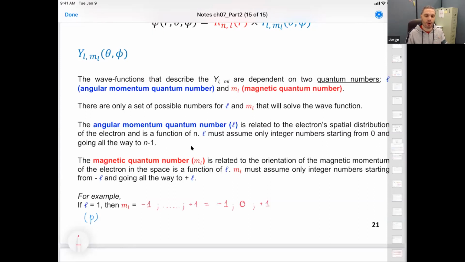Therefore, if L equals 1, we can have ML minus 1, 0, and plus 1, which means that for the p orbital, we can have three different orientations in space. And that's the meaning of ML, okay? Orientation of the orbital in space.